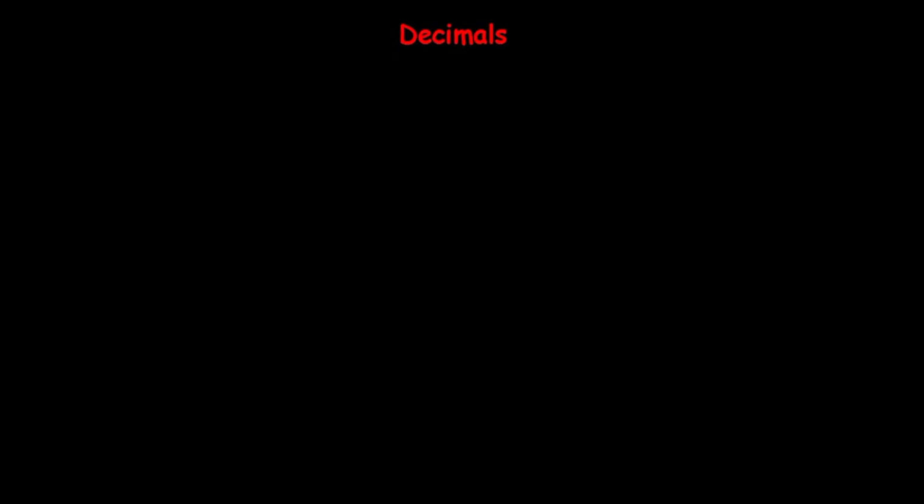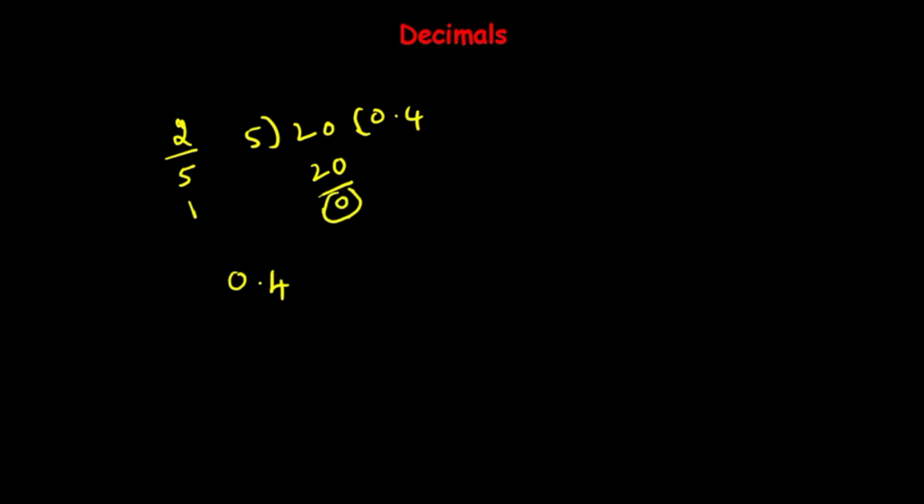Every fraction can be written in decimal form. Suppose it is 2 by 5. You know how to divide this. So 0 point we should take, and 5 4s are 20, remainder 0, and 0.4 is the decimal form of 2 by 5. Suppose 2 by 3, how to divide this?